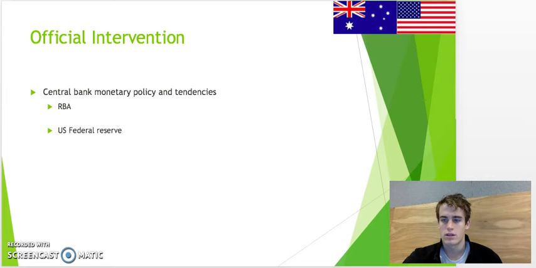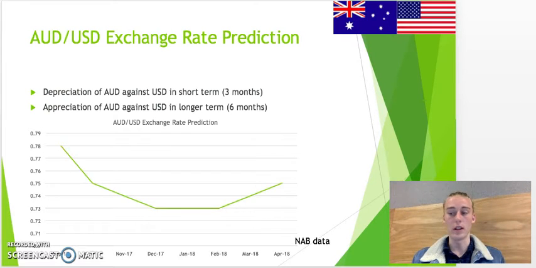In the short term, the next 3 months, the AUD-USD exchange rate will fall due to Australian interest rates being higher than the US interest rates. However, as the US interest rates increase up until April, the AUD will appreciate against the USD and the exchange rate will increase.